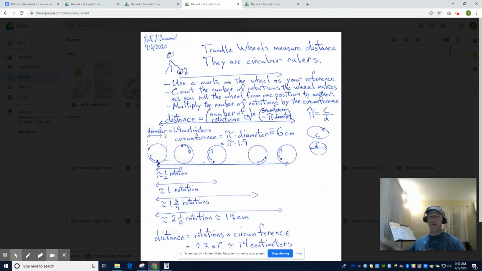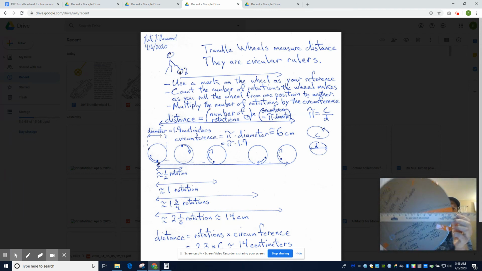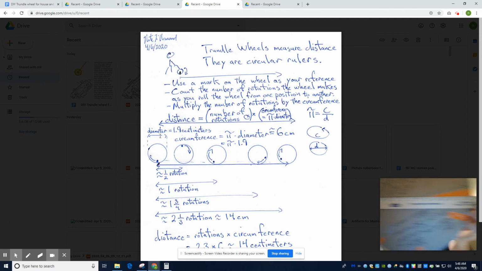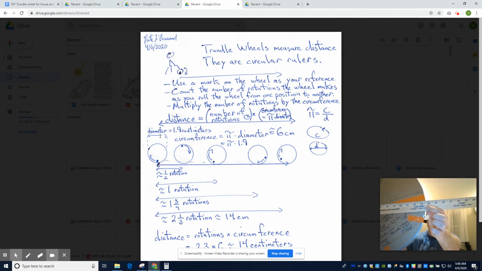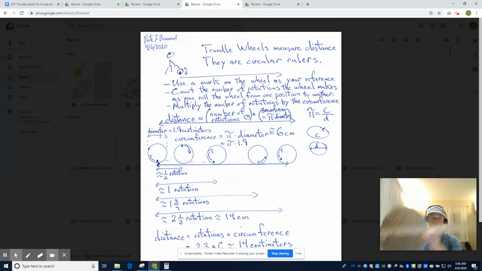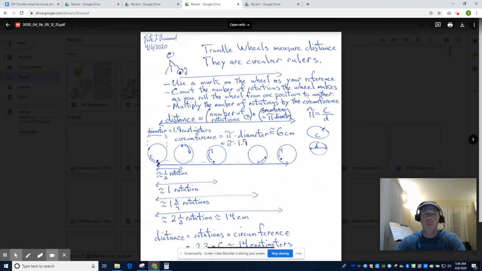So for my wheel, let me just disassemble this thing, take off the clips. For my wheel, it's about, let me see here, it's about 14 inches, 13 and a half inches. For this little wheel, it's a penny, and it's 1.9 centimeters.